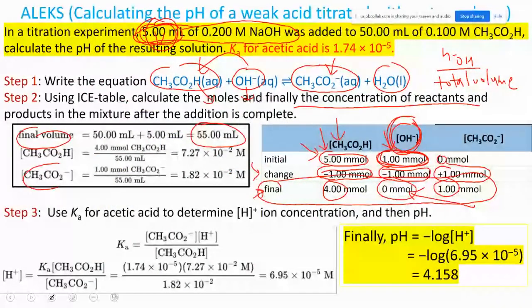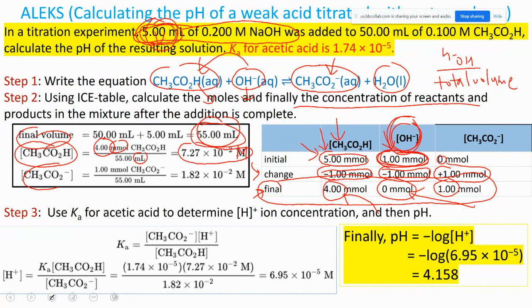So CH3CO2H has 4 millimole right here, and the final volume was 55 ml. Number of moles divided by volume will give me the concentration in molarity. And remember what I said earlier: do you see how this is millimole and milliliters? It's the same as moles per liter. That's why I use the term capital M, molarity.